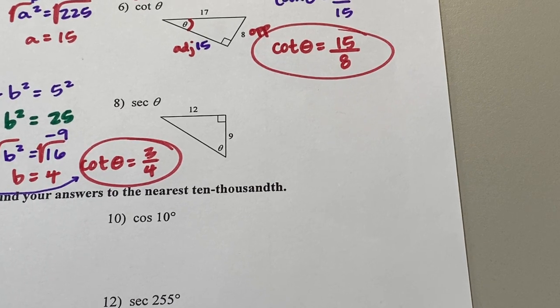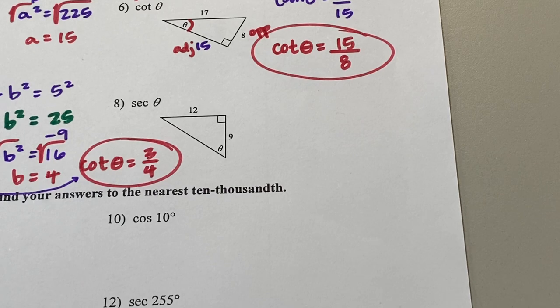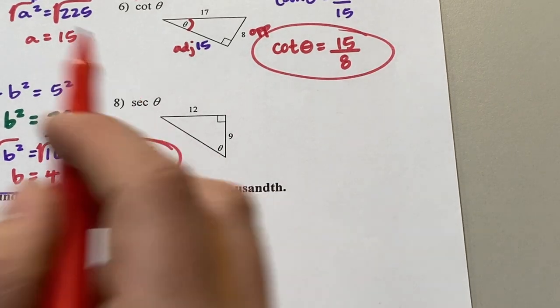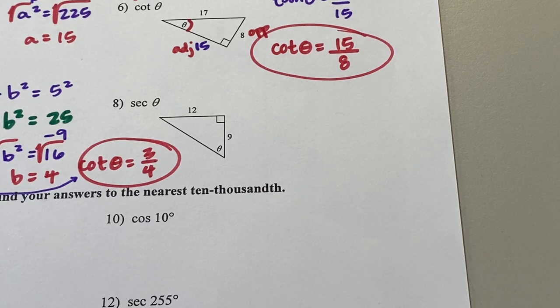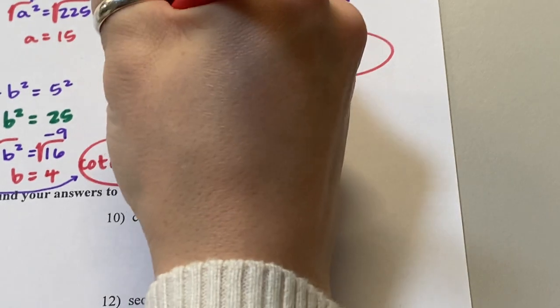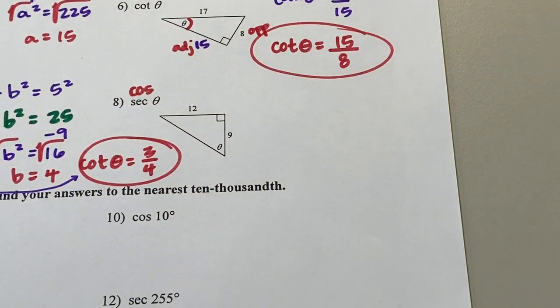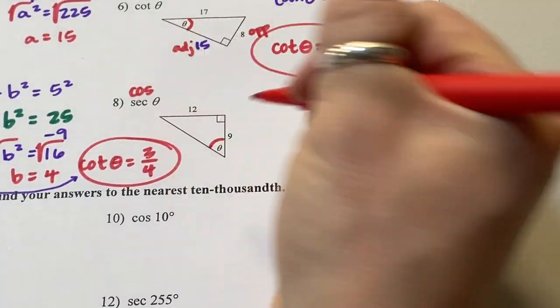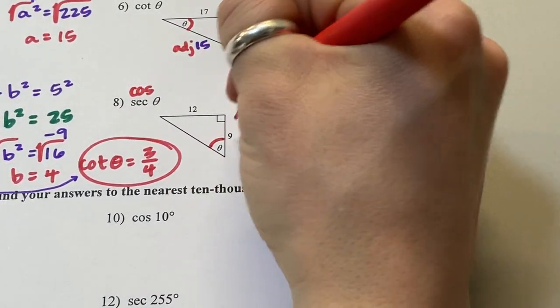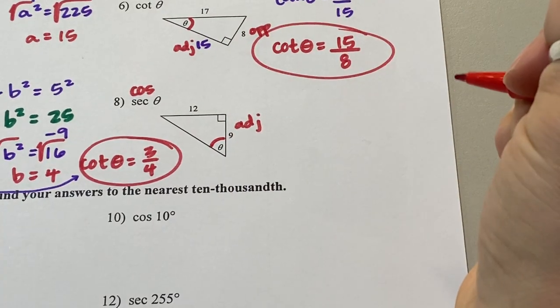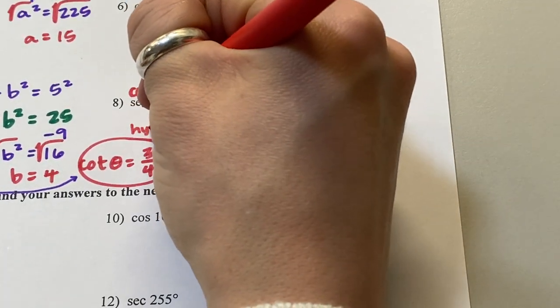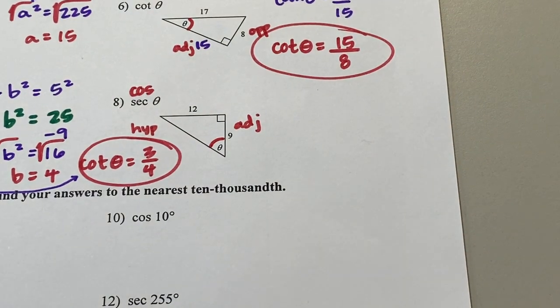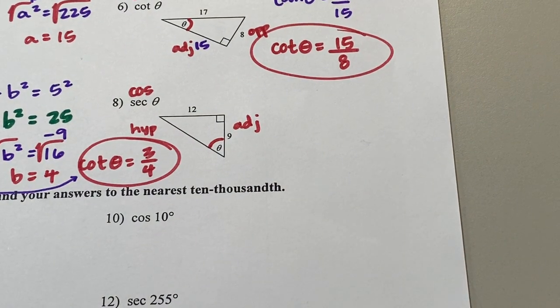This is a reciprocal function that we might need a little look on our cheat sheet on the back. We're asked to find secant. What is secant the reciprocal of? Sine, cosine, or tangent? Cosine. So cosine is going to help us find the secant. You're standing at theta. For cosine, you need adjacent, which we know, and hypotenuse, which sadly we do not know. Darn it. That's okay. You can find it.